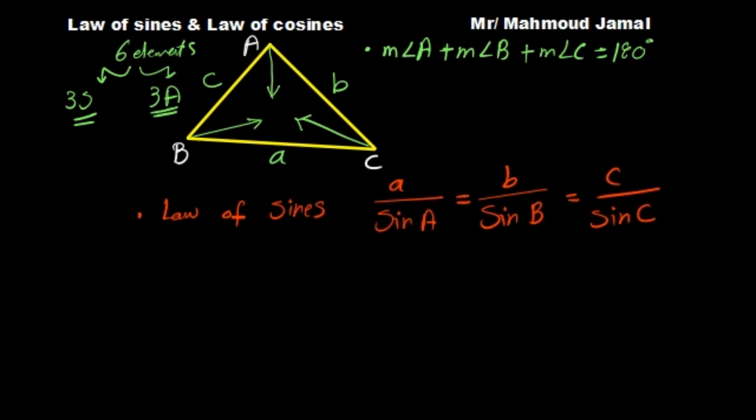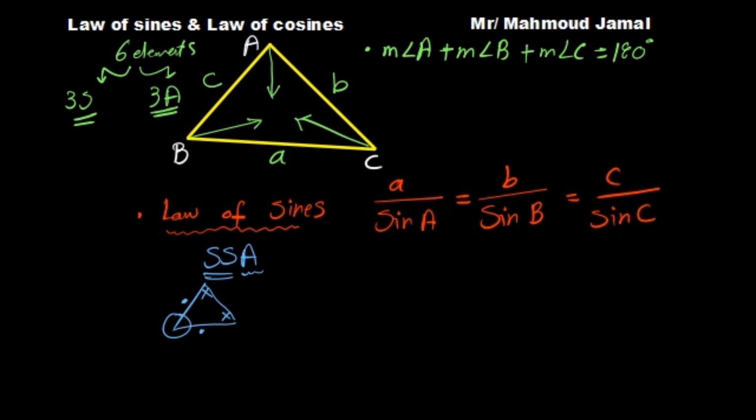How to use this law? I will use this law in 2 cases. If we have 2 sides and the angle not included between those 2 sides. How? If we have any triangle like this one, and we know the value of this side and this side, and we have one of the other 2 angles, not this one. This one is wrong. I ask about 2 sides and the angle not included between the 2 sides.